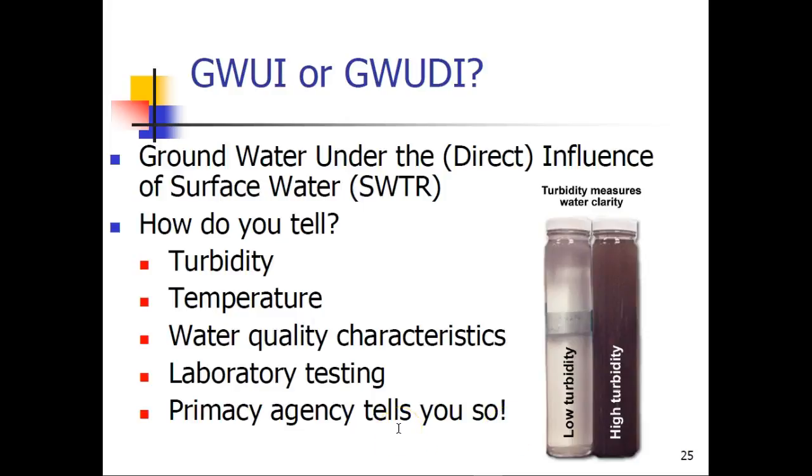Now, your primacy agency is your governing agency. So it's that one agency above you, that regulatory agency that you have to report to. It could be as small as a county environmental health or a city environmental health department. It could go up to the state level, or it could go all the way up to the EPA level, your primacy agency.